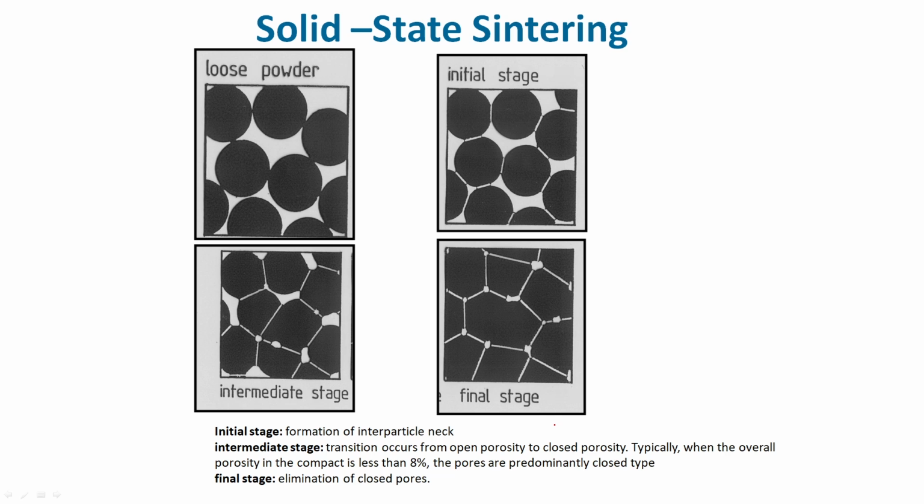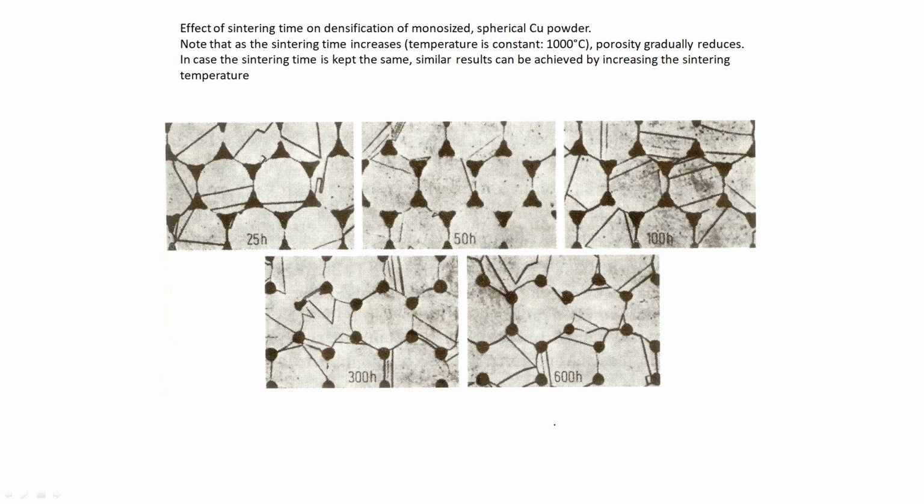Solid state sintering, this is how it happens. People have studied it extensively. Formation of an interparticle network or neck happens. This is a real picture of the initial state and the final stage. This is an experiment using a spherical copper powder. You can clearly see there are mesh wires, and how these particles are forming necks.